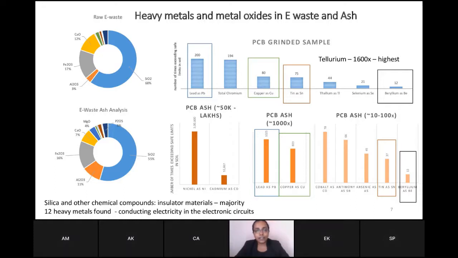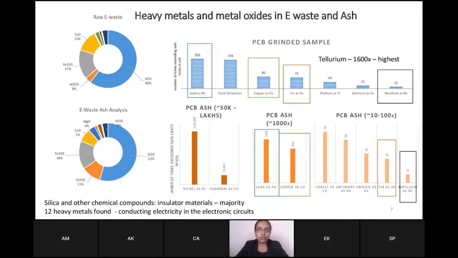And the second very alarming finding for us was that it had heavy metals. When we ground the PCB sample and subjected it to analysis, we found tellurium very high. It was 1,600 times more than what is allowed in normal soil. So that high was the tellurium we found in a PCB ground sample. And lead was also high.